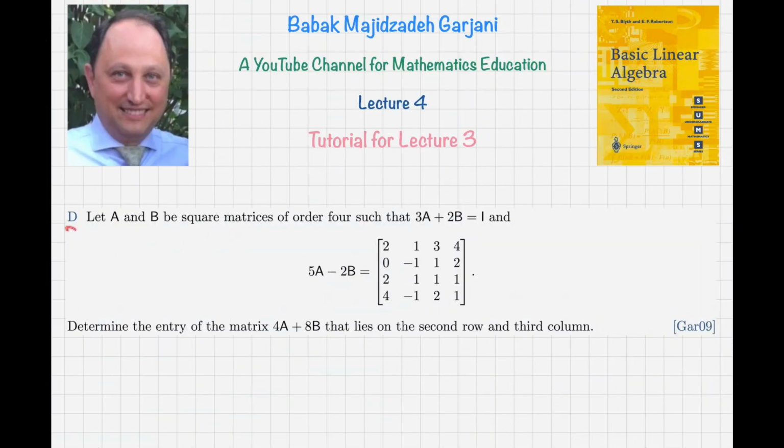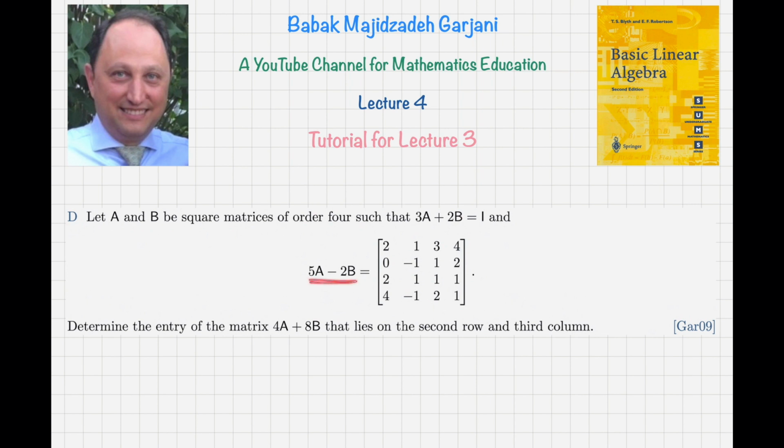Okay, problem D. Let A and B be square matrices of order 4 such that 3 times A plus 2 times B is equal to I, the identity matrix. Of course, this is the 4 by 4 identity matrix, because A and B are given to be 4 by 4, so this combination is a 4 by 4 matrix, and if it is equal to an identity matrix, that identity matrix should be the 4 by 4 identity matrix.